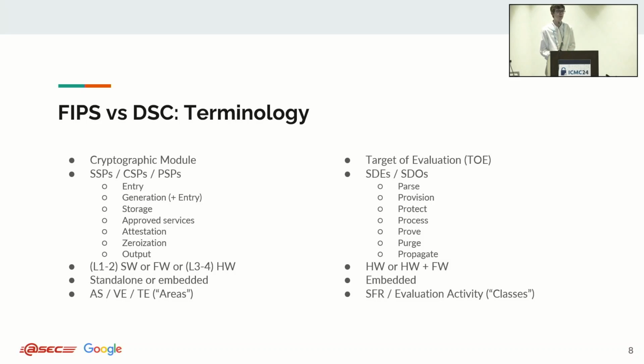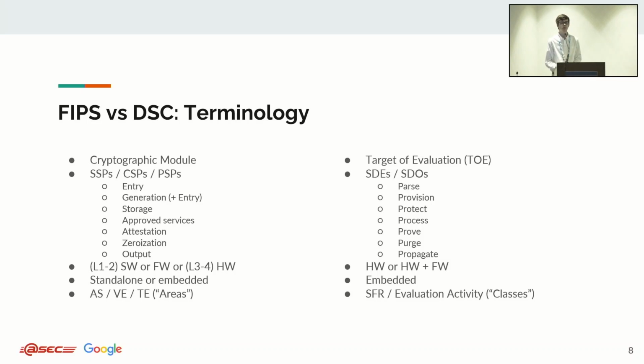Similarly, the keying material in FIPS are the sensitive security parameters, or SSPs, which are split up into the private keys, the CSPs, and the public keys, or the PSPs. On the other hand, the DSC introduces the concept of security data objects, SDOs, and security data elements, SDEs. The SDEs would be your keying material, whereas the SDOs could be one or more SDEs that are combined with some metadata or binding material. For example, it could indicate ownership information as to who is allowed to access these SDEs within the SDO.